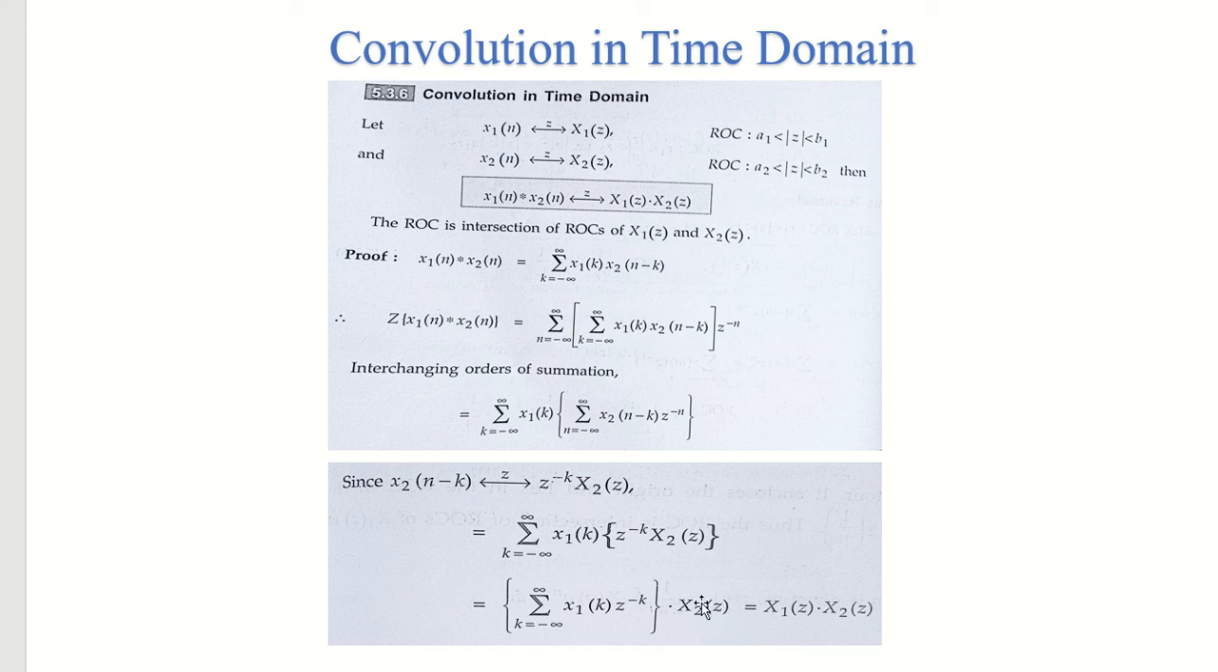So we will call it X2(z), and this z inverse k we can multiply with the x1 formula as well. So we will have summation k equals minus infinity to infinity x1 of k into z raised to minus k. Now again see this formula. This formula is basically the formula of X1(z). So we have X1(z), we have X2(z), and we are getting the result, right? So hence we proved the convolution property as well.